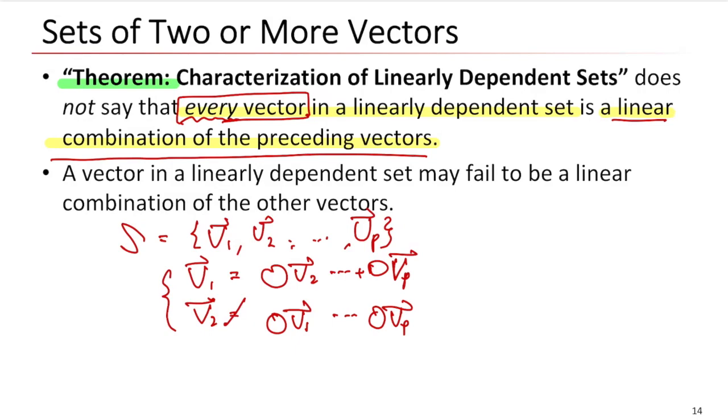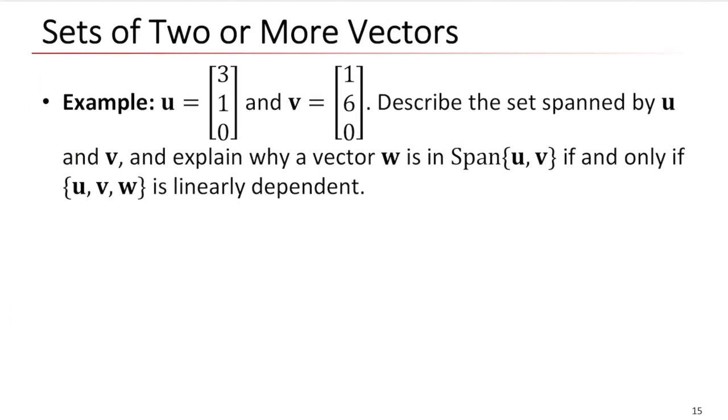So it means that every vector cannot be represented as a linear combination of the preceding vectors. Okay, so this is the property of this theorem. Okay, let's see the example.